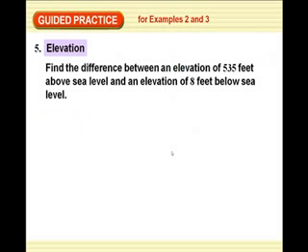All right, guided practice number 5. It says, find the difference between the elevation of 535 feet above sea level and an elevation of 8 feet below sea level. So the difference is a subtraction problem, so you're just going to subtract them. 535 feet above is positive, minus 8 feet below, which is negative. We would boom those, so we end up just adding. So it'll be 543 feet.